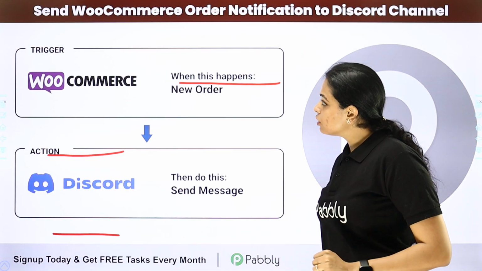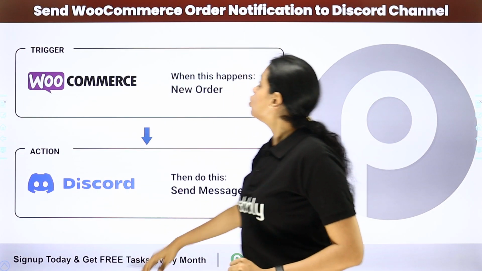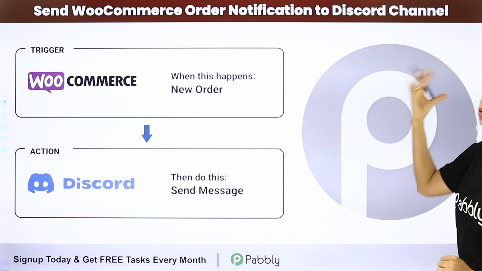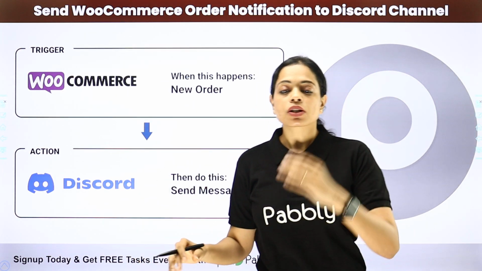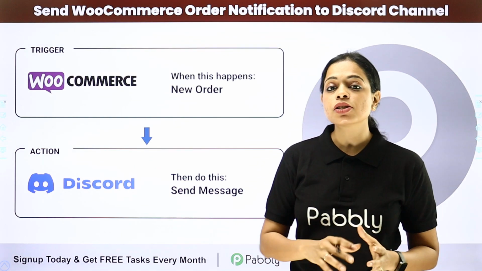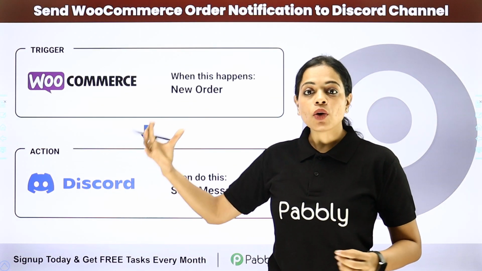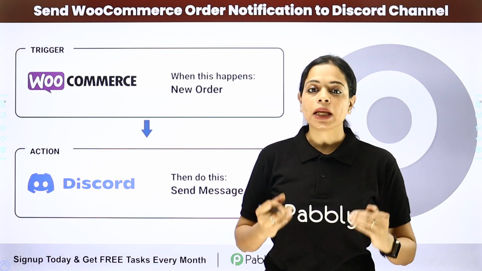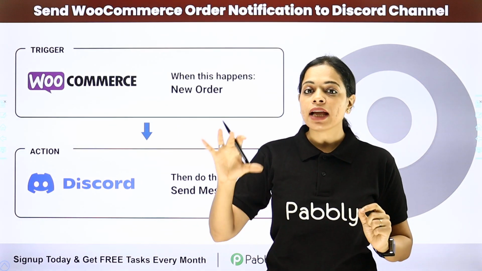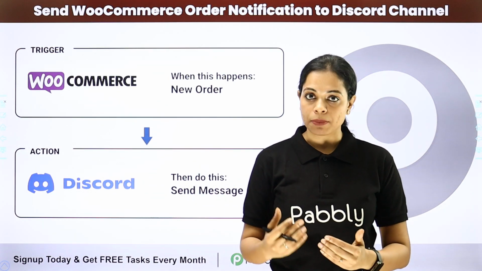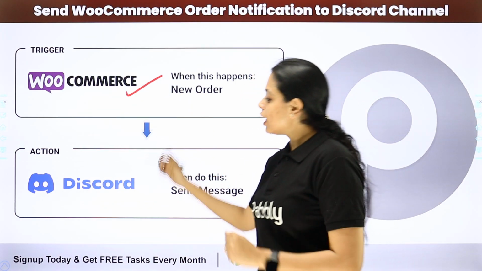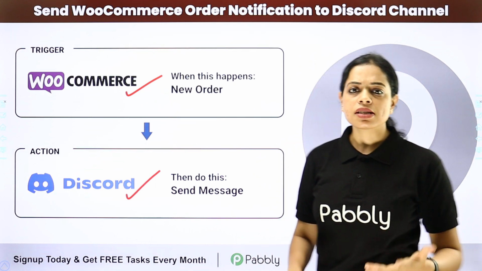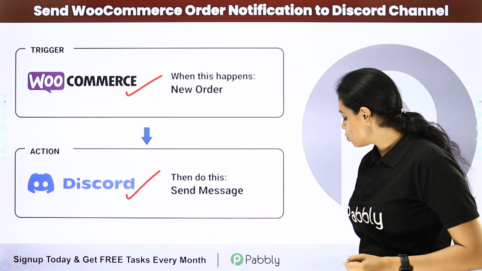The next example that we have is how to send WooCommerce order notification to a Discord channel. Now what I want is that my team should be notified. So when I'm sending the details to my team sitting on Slack or Discord, we all are on the same page and at the same time they have got the leads and now they can follow up with them, right? So here your trigger application will be WooCommerce and your action application will be Discord or Slack or any other social media platform as well.